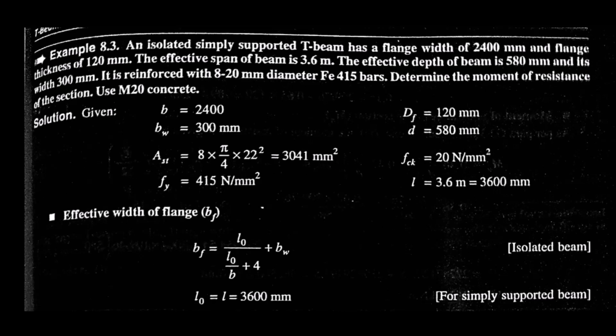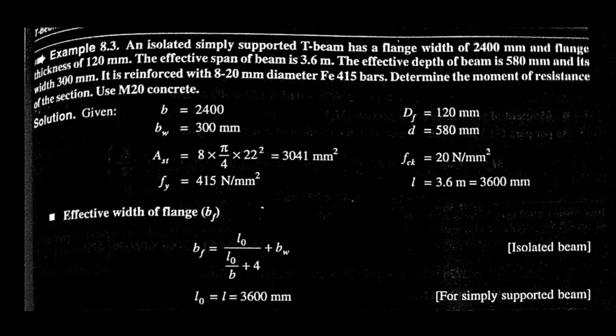Now we have to find out area of steel for 8 numbers of 22 mm diameter bars. So for that, 8 multiplied by pi by 4 multiplied by 22 whole square. So that is equals to 3041 mm square. fck is given for M20 grade of concrete 20 Newton per mm square and fy is 415 Newton per mm square for Fe 415 bars, and L is 3.6 meter, or we can write 3600 mm.